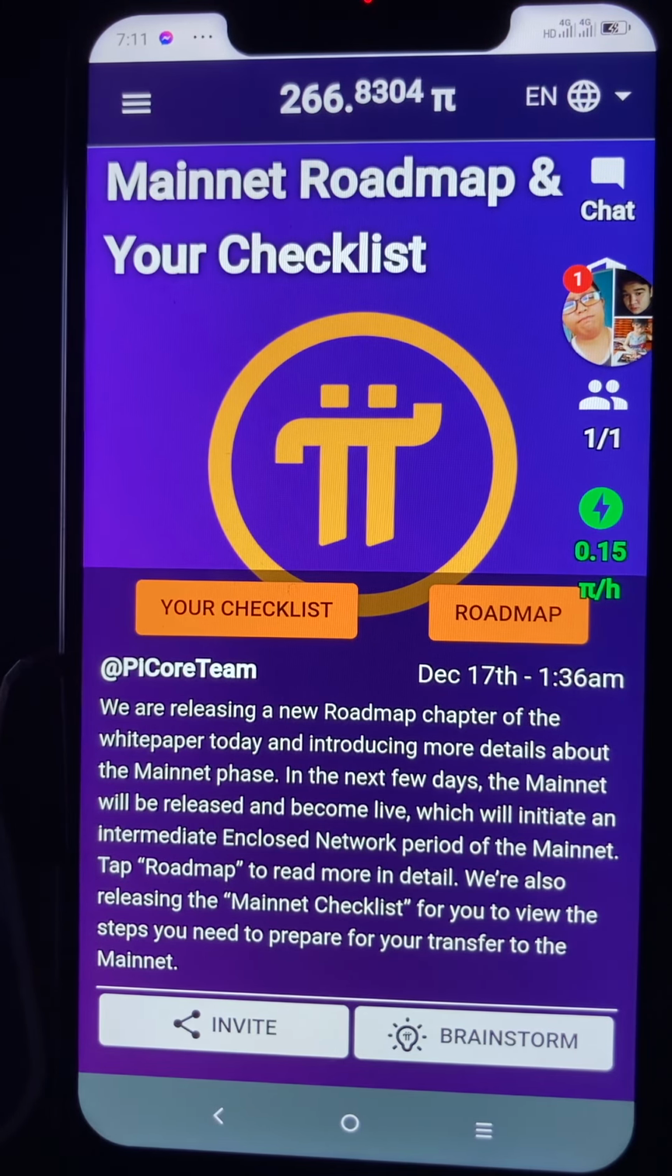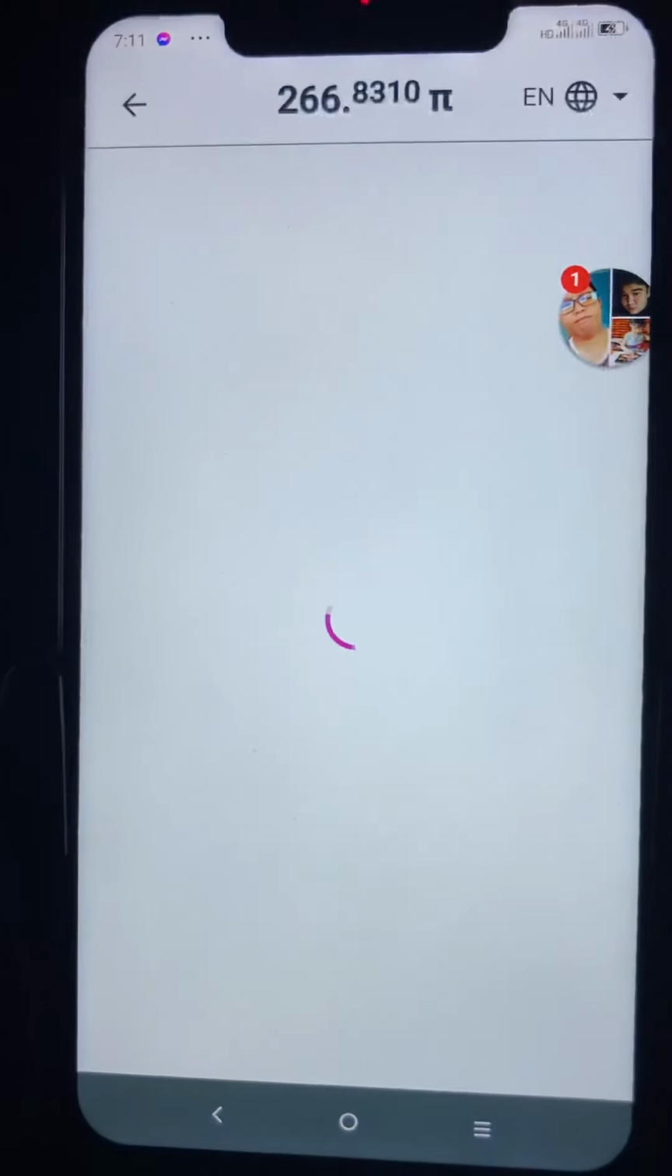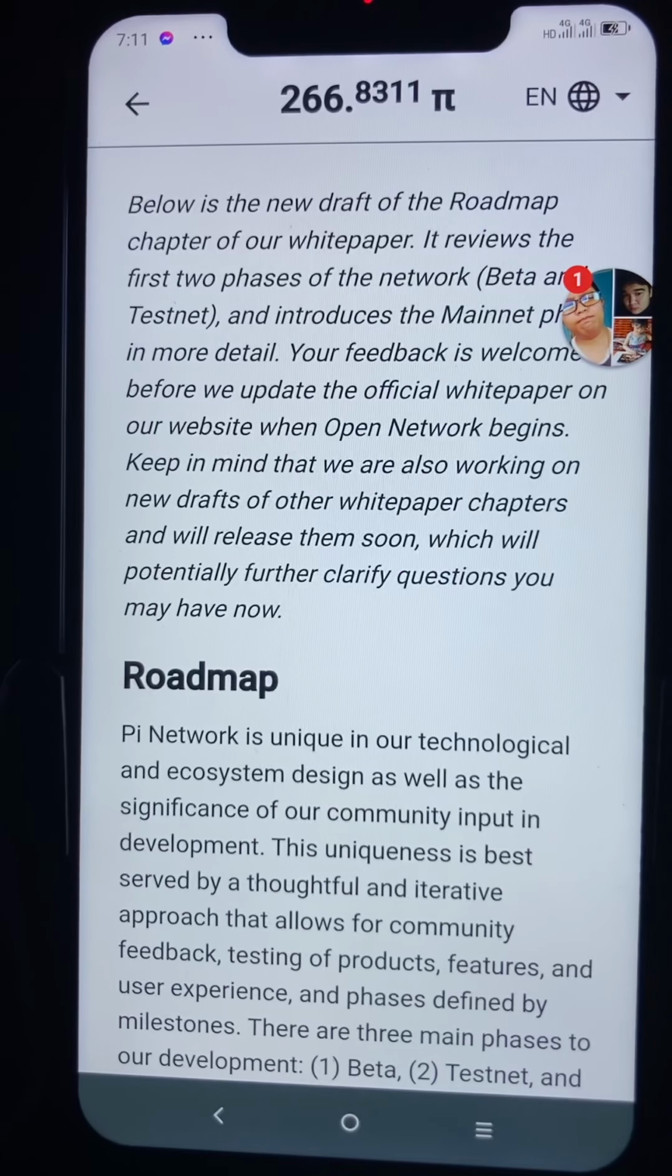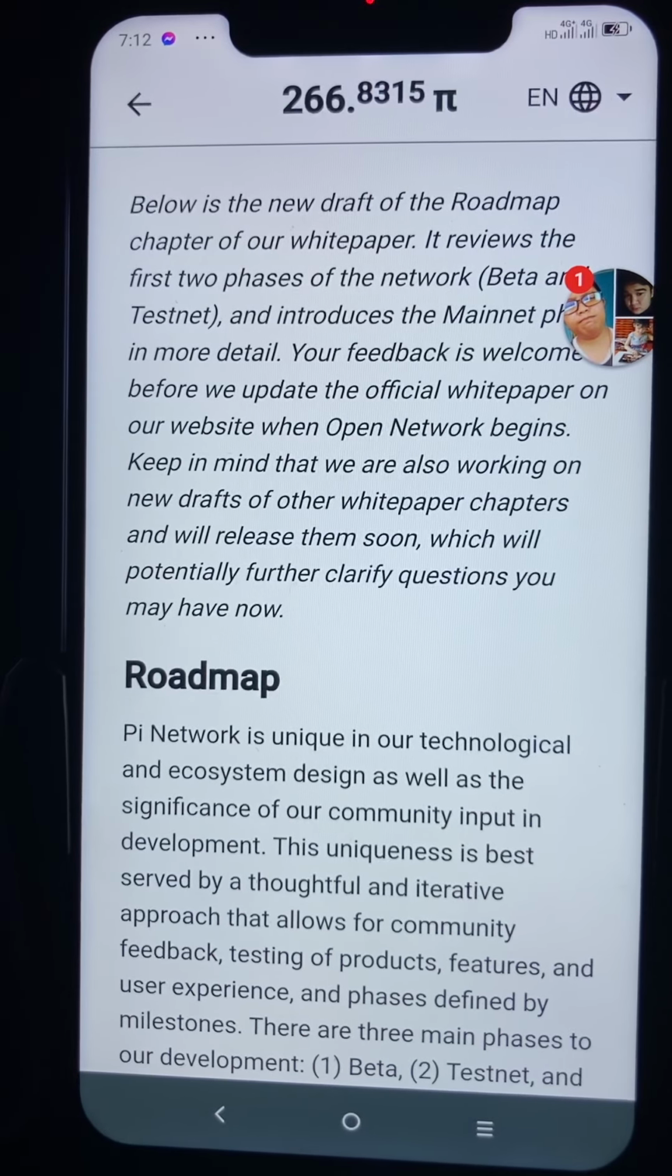We're also releasing the mainnet checklist for you to view the steps you need to prepare for your transfer to the mainnet. Okay, so this video will discuss yung roadmap. Okay, so let's get to it. Okay, yung roadmap, it's basically white paper. It's updated.